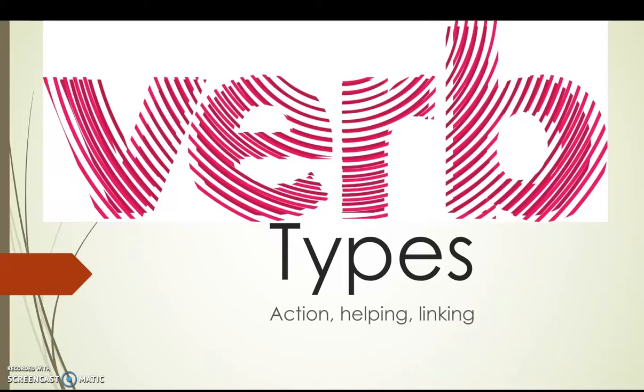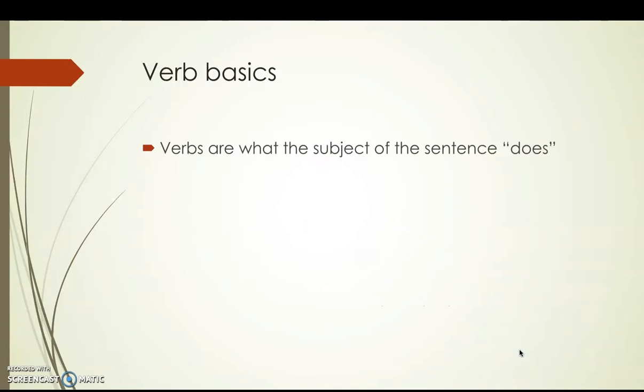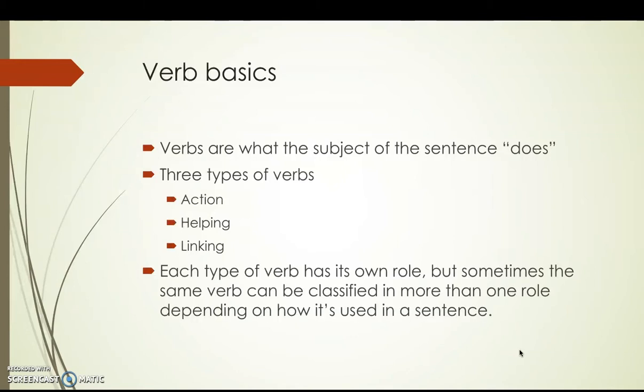Today's lesson is about the different types of verbs, and we're going to be learning about 3 types. You're going to need to find the verb in a sentence as well as differentiate between what kind of verb it is. So first off, verbs are what the subject of a sentence does. Sometimes those are visible, like in the case of the first type of verb here, the action verb, and sometimes they are less visible or more obscure. So we're going to start with action verbs, but each type of verb has its own role.